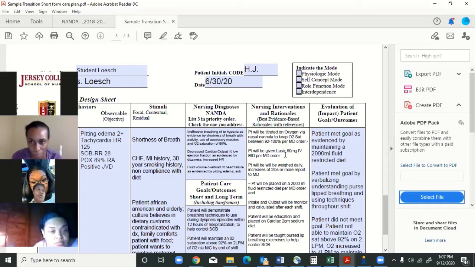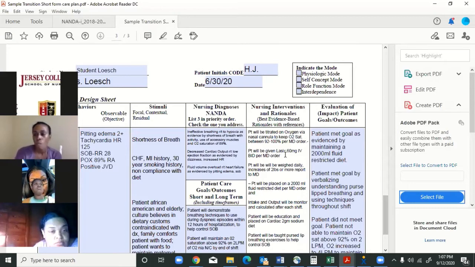So you don't get fluid overload? All right, they're probably already in fluid overload, right? We want to try to reduce that. Now, do I have to be careful here? Yes, because I'm giving my patient a diuretic and I'm restricting fluids. I can give it to this patient because they're not in renal failure.